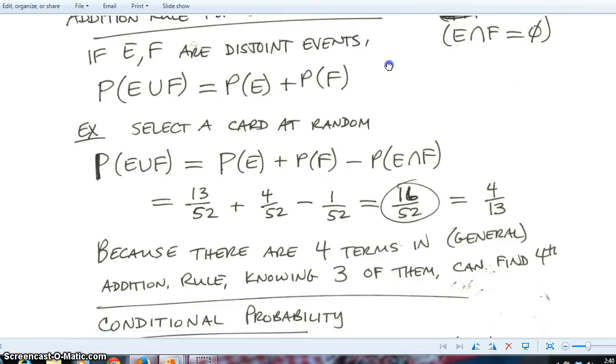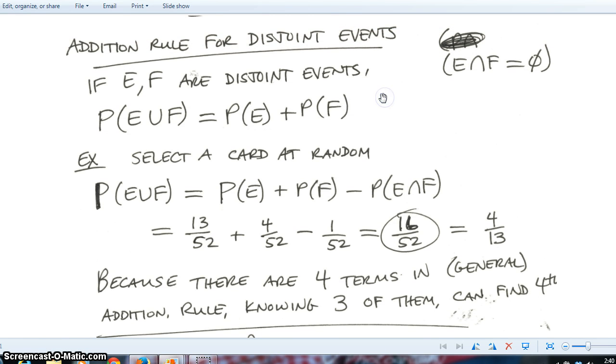So an example, and this one we don't know that they're disjoint because they're not. Select a card at random. So this is the E and F that we had before. E was the event selecting a heart. F was the event selecting a 7. The probability of selecting a heart was 13 out of 52. The probability of selecting a 7 is 4 out of 52.